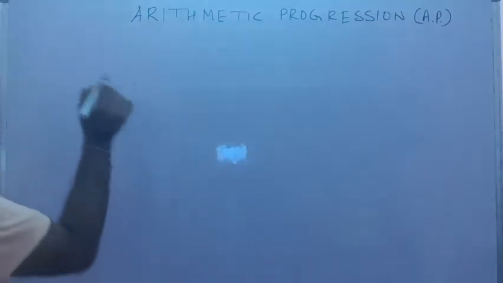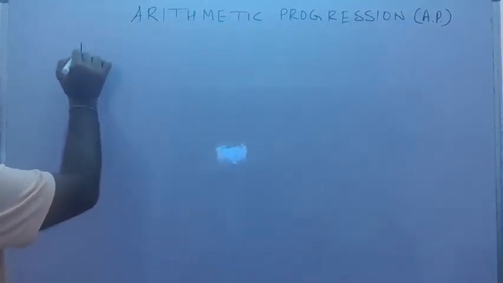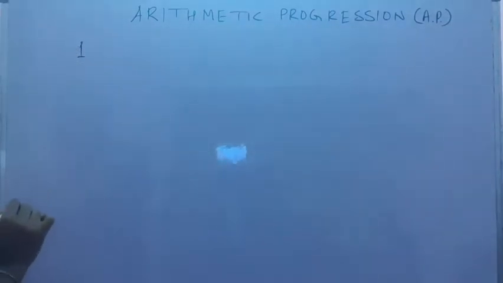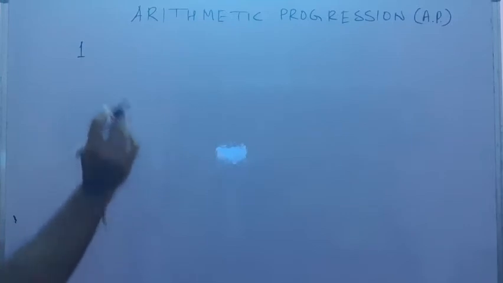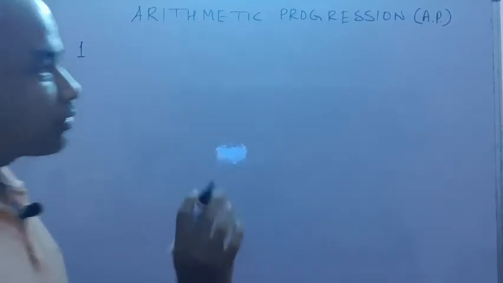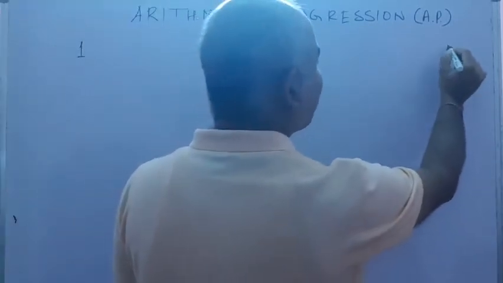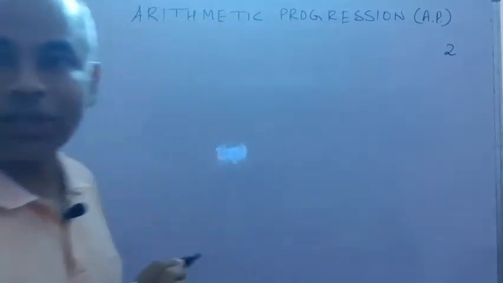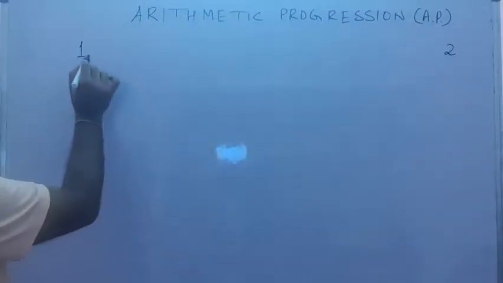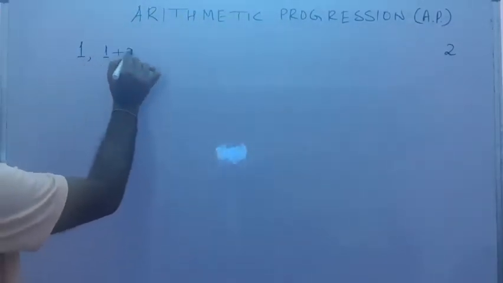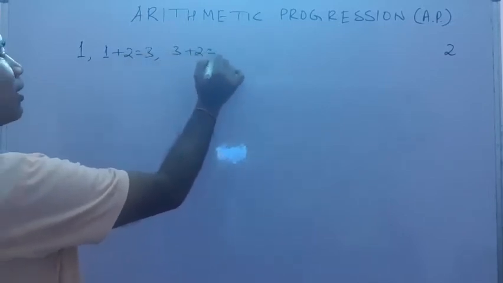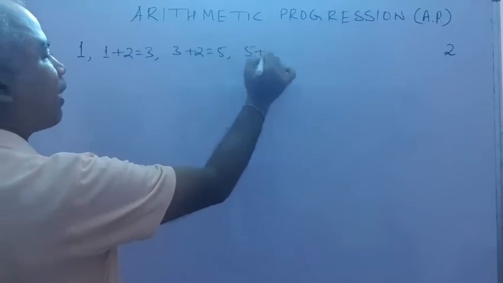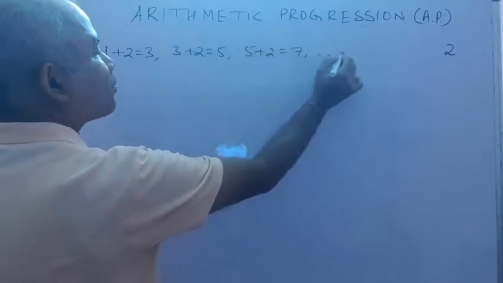Suppose I start to write some number. Say suppose I start with 1. My first number is 1. Then I want to get the next number by adding a particular constant to 1. Suppose the constant which I am going to add is 2. So my next number will be 1 plus 2, that is 3. Next number will be again 3 plus 2, that is 5. Next number will be 5 plus 2, that is 7, and so on.